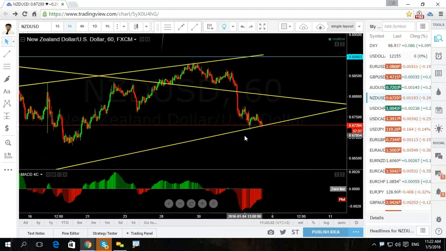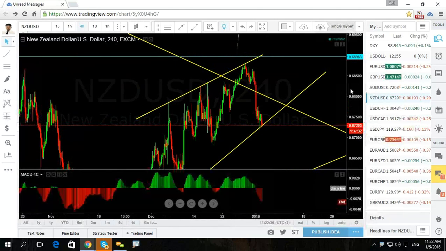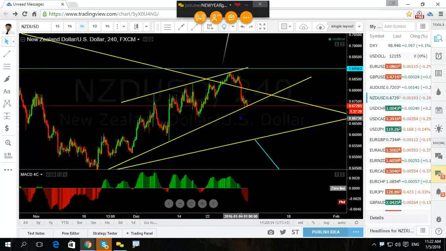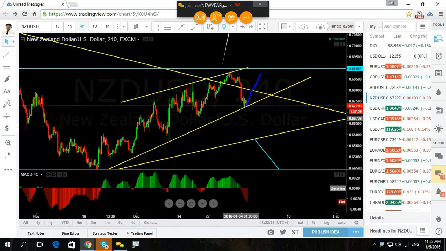So let's go. New Zealand, as you can see where it is, we don't have anything. But if it breaks the structure, they will make a consolidation, and then there's a very high probability for them to bounce here, because the last time they did this, they bounced. You can see that, right? And there's a chance that this structure will have 1, 2, 3, 4, 5 waves in it.